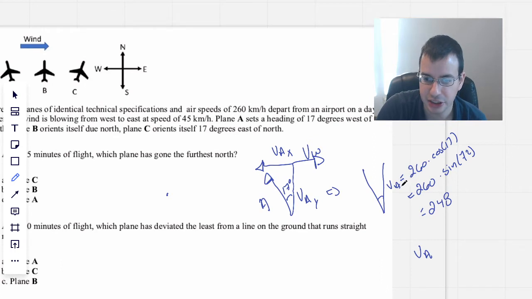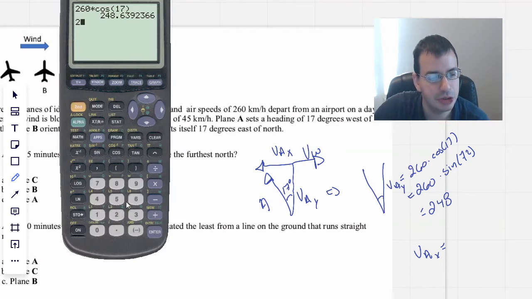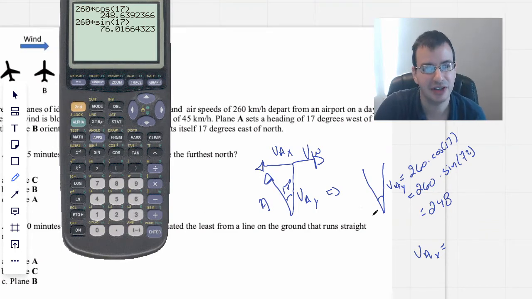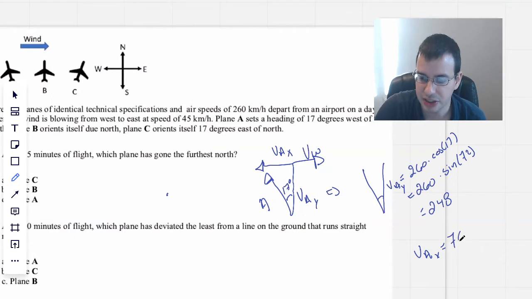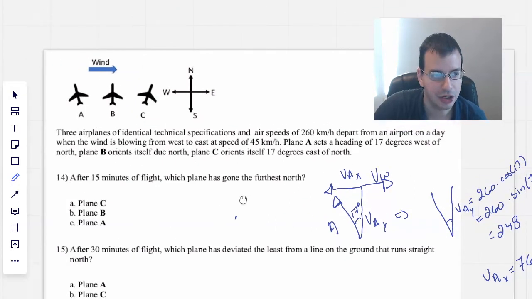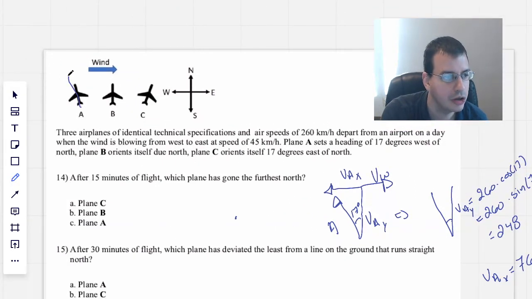Now I'm going to find the sine. VA, this is Y. This will be X. So we'll do the same thing, but this will be 260 times sine of 17. All I'm doing is breaking down the vector into its component parts. So it'll be 76. So if we look at this plane right here, this is going 76 this direction and 248 that direction.